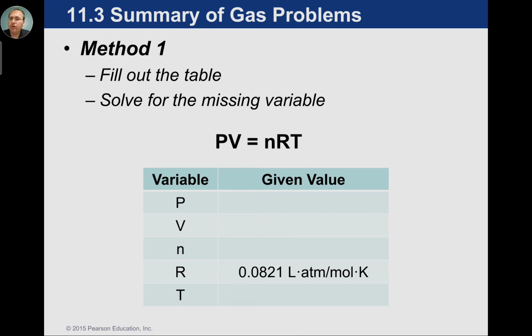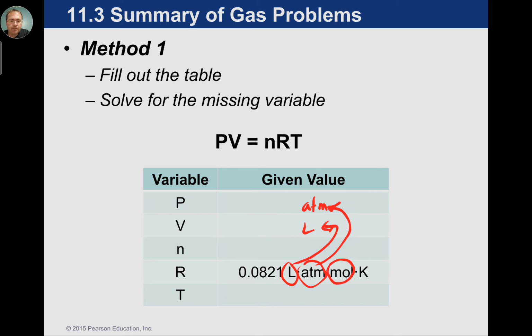We have what I would call a method 1 problem, where we have one variable of each, and then we use R. And as long as our units cancel with R, we should be fine. So when you're using pressure, make sure it's in atmospheres. If it's not, you have to convert it. If you're using volume, make sure it's in liters. If it's not, you're going to have to convert it.